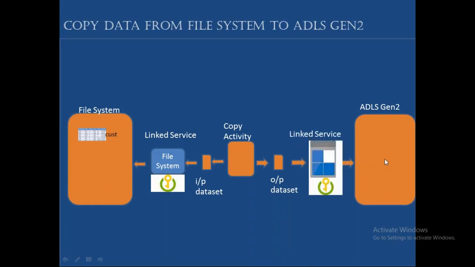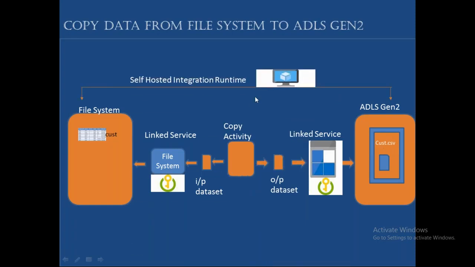Okay, so once I have done everything successfully, if I execute this, inside the particular folder, this cust.csv file will be loaded. Okay, now who is going to do it? It's on-premise, this is the cloud, so the self-hosted IR is going to do it. So who is going to manage all these things? Azure Data Factory, as you know.